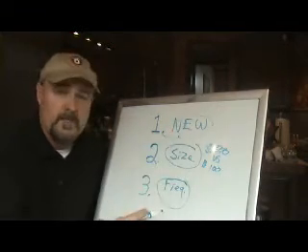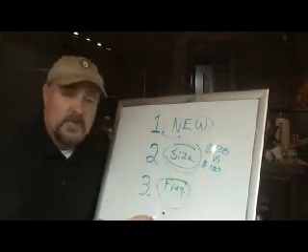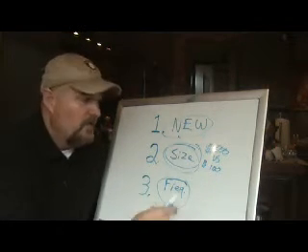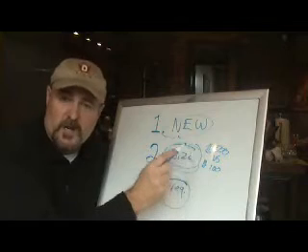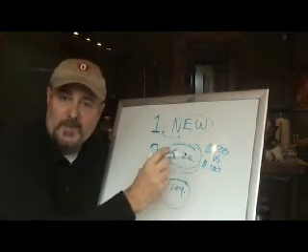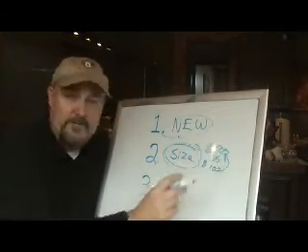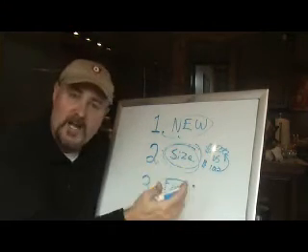So number 1 is new. I've got to be able to have a program where I can increase the size of their order. At Mastermind, for instance, I've got anywhere from $100 to $500. So when I'm talking to someone, what do I secretly want everybody to do? I'd love for everybody to be on $500, but I know that's not realistic.